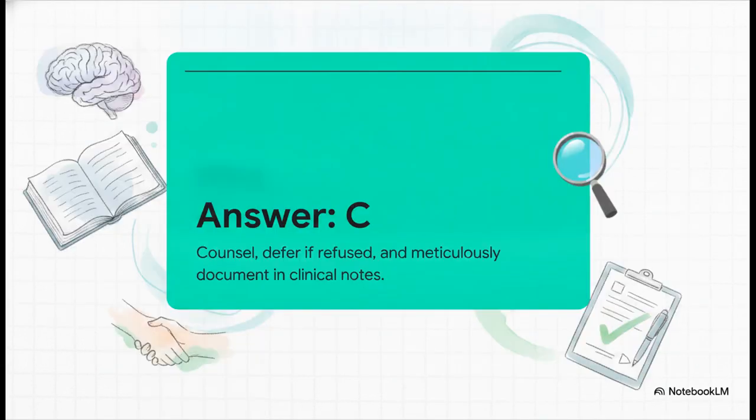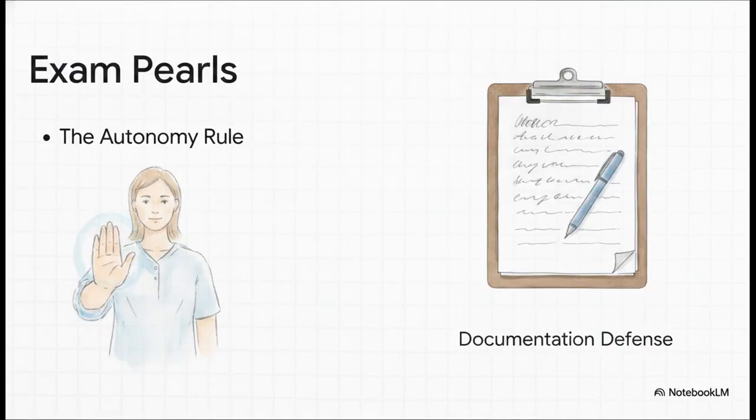Correct answer, C. Do relevant counseling, get signed consent, and enter all the explained details in the patient's clinical notes. Mentally competent adults retain absolute autonomy. A surgeon must counsel, defer if firmly refused, and meticulously document. Time for exam pearls. First, the autonomy rule. Family absolutely cannot override a competent patient, and there is no non-emergency surgery against their will. Second, the documentation defense. Customized risk disclosure notes provide your strongest legal evidence.